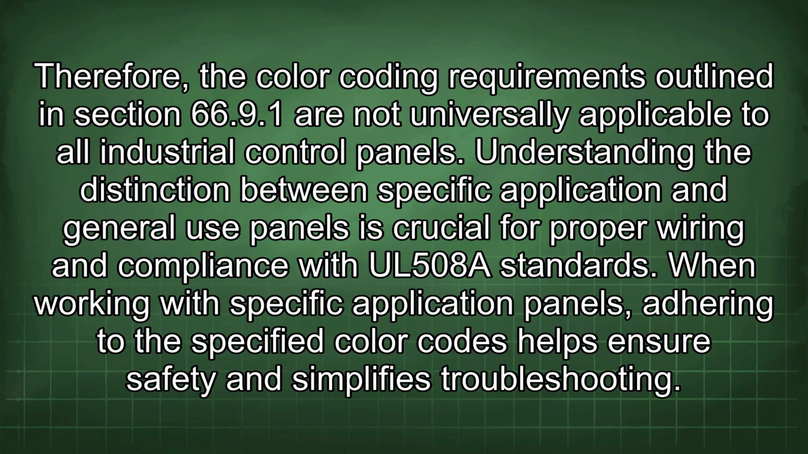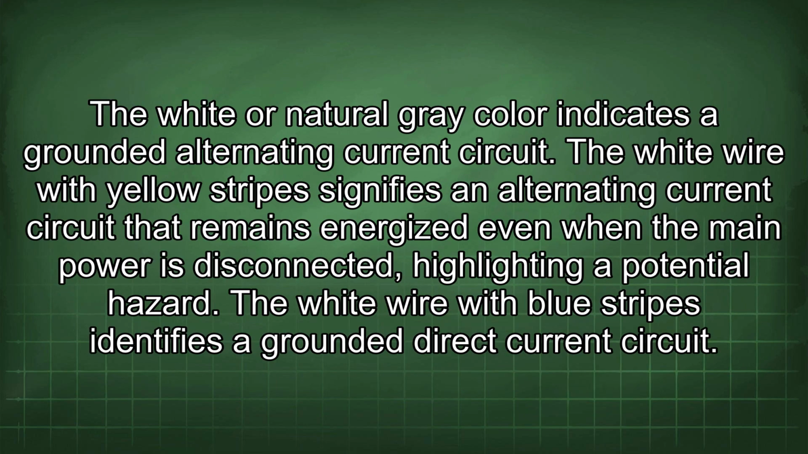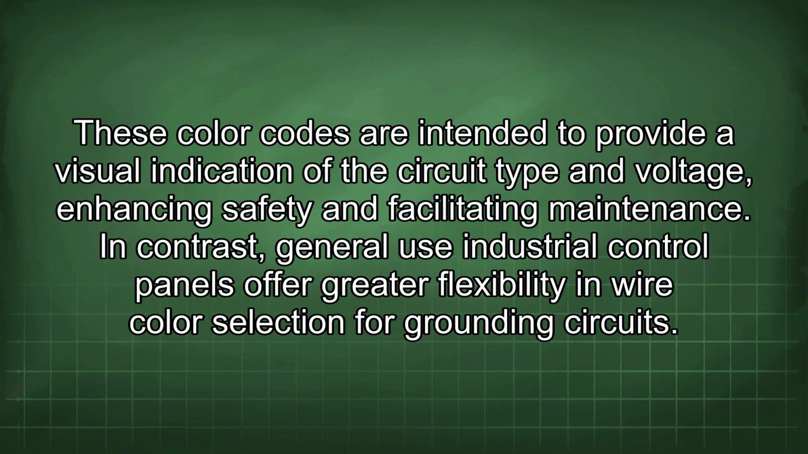When working with specific application panels, adhering to the specified color codes helps ensure safety and simplifies troubleshooting. The white or natural gray color indicates a grounded alternating current circuit. The white wire with yellow stripe signifies an alternating current circuit that remains energized even when the main power is disconnected, highlighting a potential hazard. The white wire with blue stripes identifies a grounded direct current circuit. These color codes are intended to provide a visual indication of the circuit type and voltage, enhancing safety and facilitating maintenance.